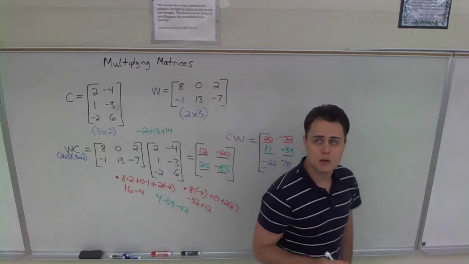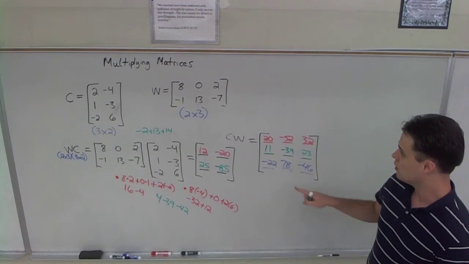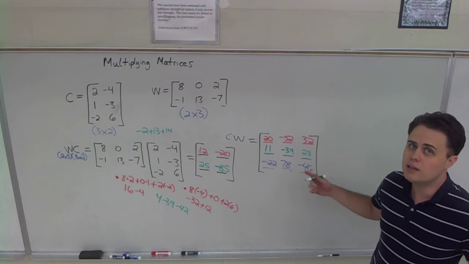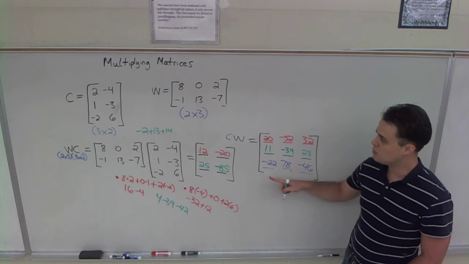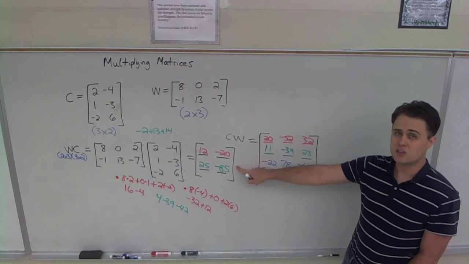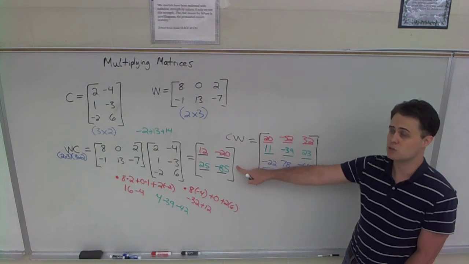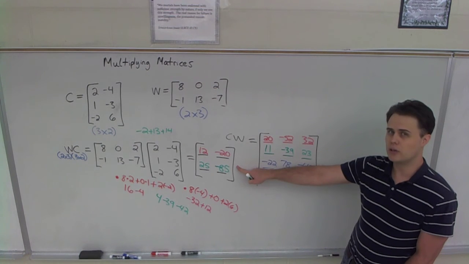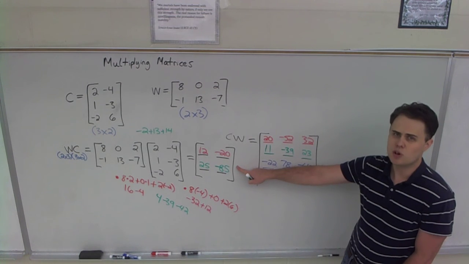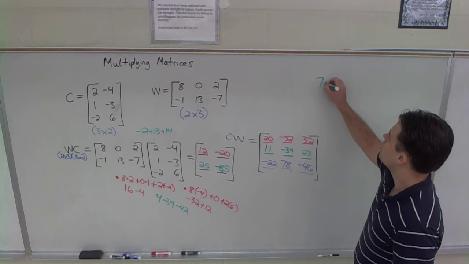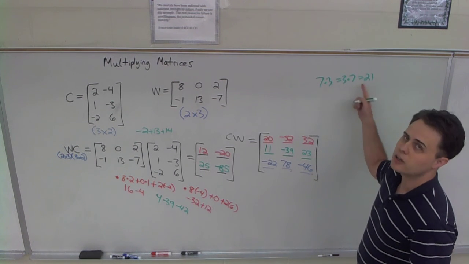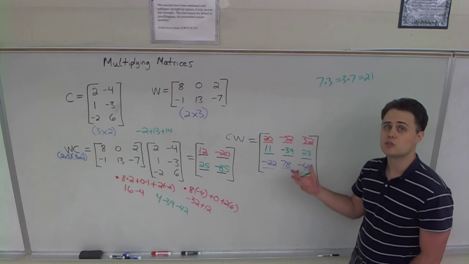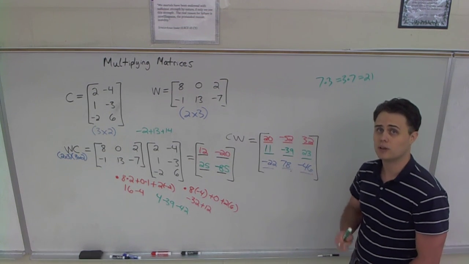Before we sign off this time, I want you to think about this for a second. You've got CW. It's got 9 things in it. That's 9 entries for that 3 by 3. WC done the other way is totally different. It's a 2 by 2. So in matrix land, numbers don't commute. You're used to everything going like this, right? It's 21 either way you do that. Clearly matrices don't have the same property. I'll see you next time.